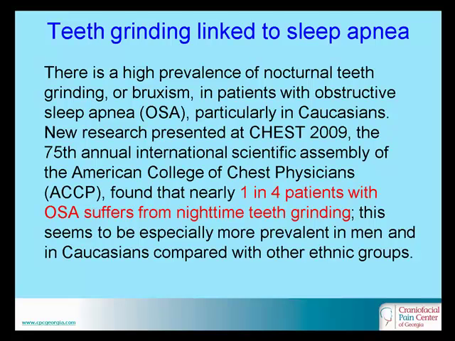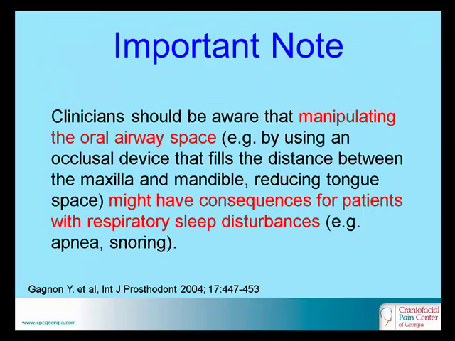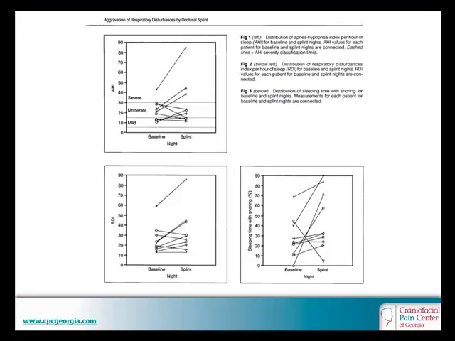That being said, there was a paper published showing that if you manipulate the airway by putting in a night guard, it may affect respiratory events. It may affect respiration. In other words, if a person already has an apneic episode but has never been identified, or is a snorer, and you stick them with a mouth guard to help with teeth grinding, you could actually make the condition worse. And the next slide describes this pretty well.